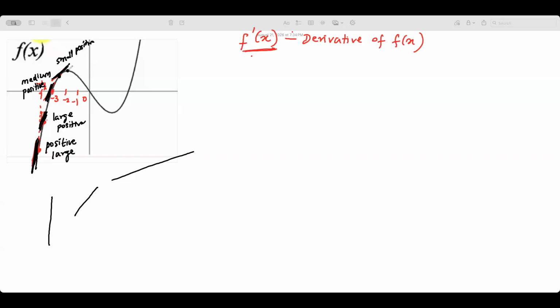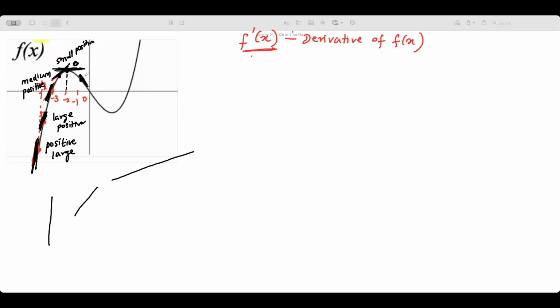What happens right smack at this point? What happens to the slope of the tangent? What is the slope of the tangent at that point? 0. Okay, how about this?